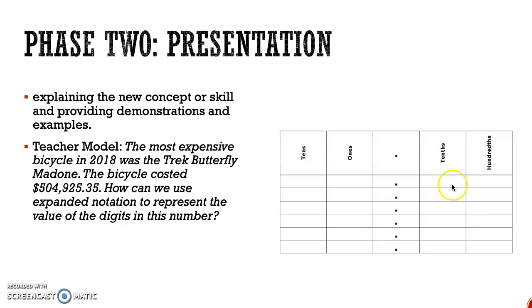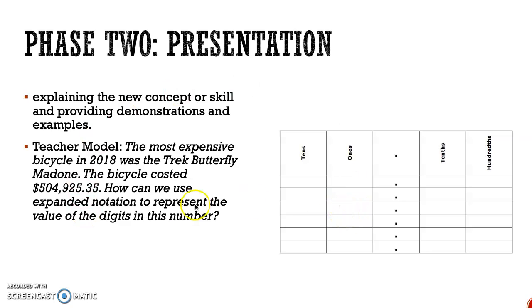So this is an example of a place value chart that my kiddos would have. Now obviously it would go up to 1 billion because fourth graders learn numbers up to 1 billion. And so what I would do is I would have this blown up on an anchor chart paper, and I would use sticky notes to place these numbers, the $504,925.35, into the place value chart.